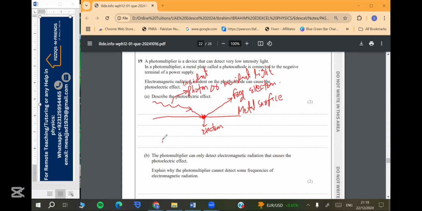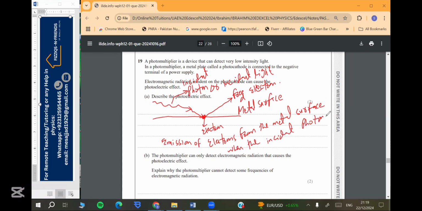Okay, so we say that emission of electrons from the metal surface when the incident photon comes and strikes the electron in the metal. Okay.